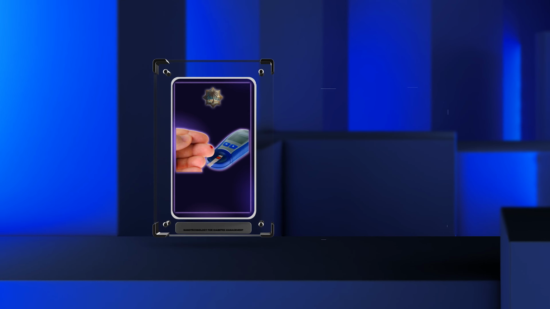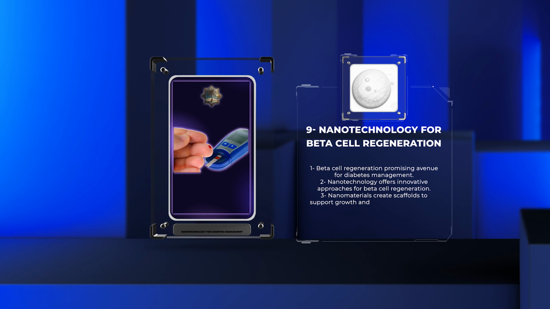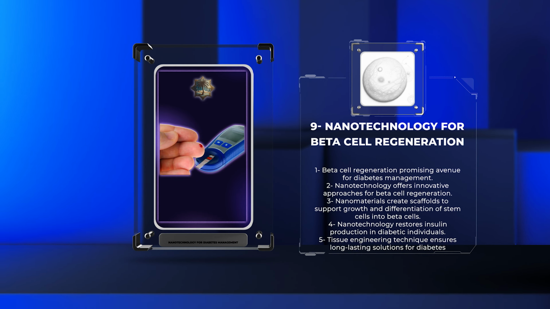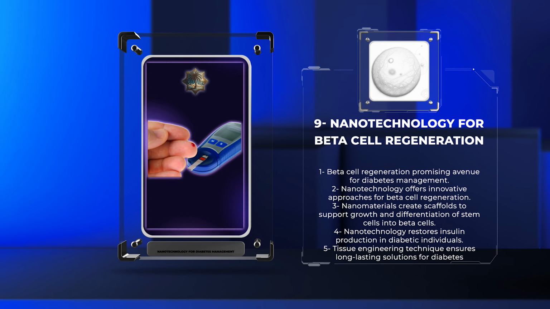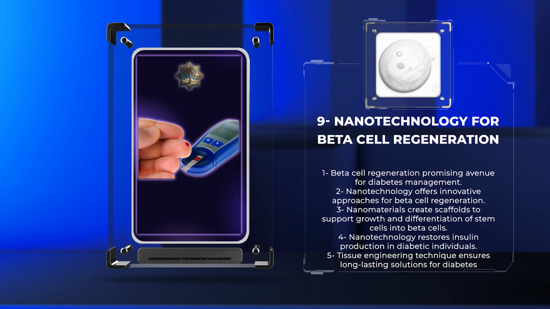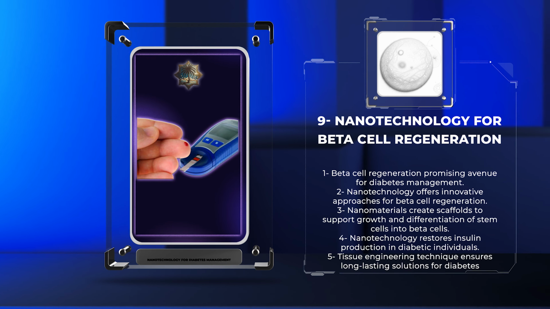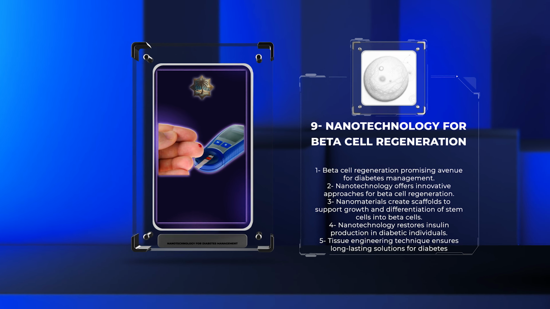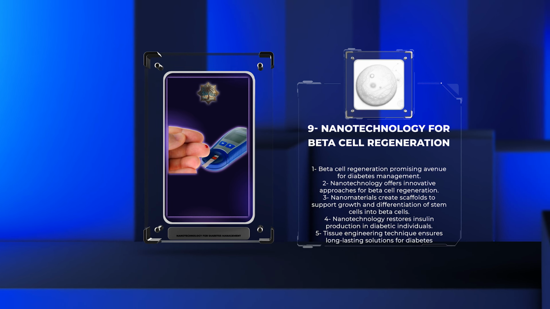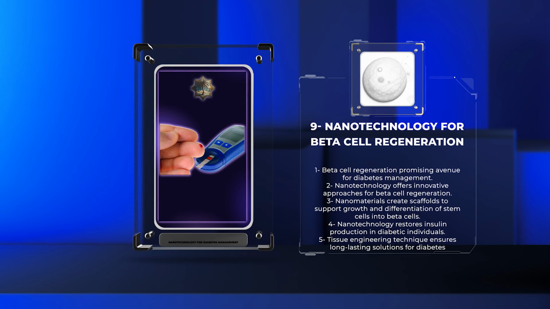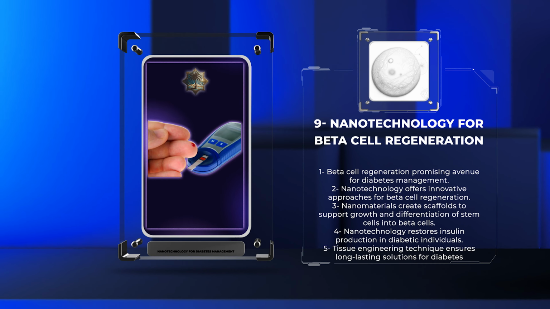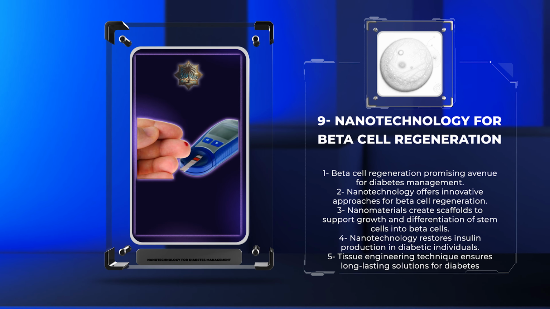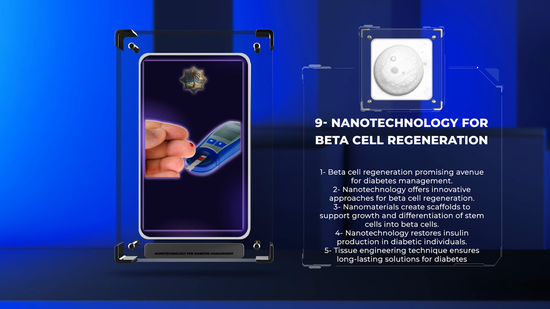Beta cells, the insulin-producing cells in the pancreas, are often impaired or destroyed in diabetes. Restoring or regenerating these cells represents a promising avenue for diabetes management. Nanotechnology offers innovative approaches for beta cell regeneration. By utilizing nanomaterials, researchers can create three-dimensional scaffolds to support the growth and differentiation of stem cells into fully functional beta cells. This advanced tissue engineering technique holds great potential for developing robust and long-lasting solutions to restore insulin production in diabetic individuals.